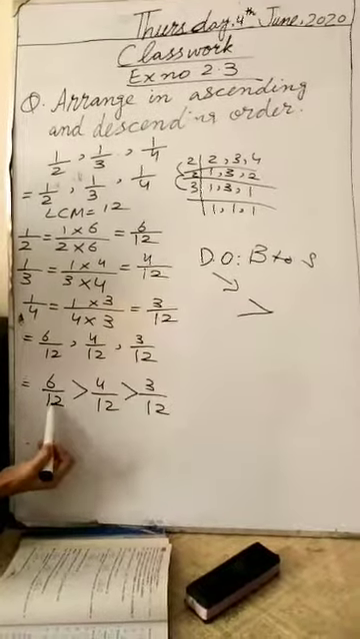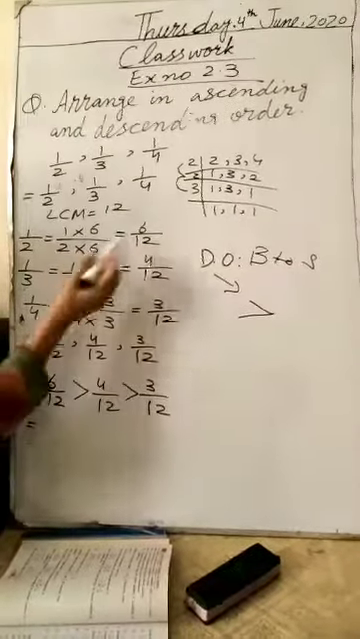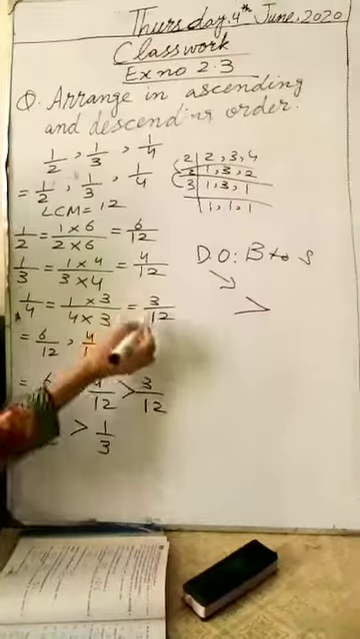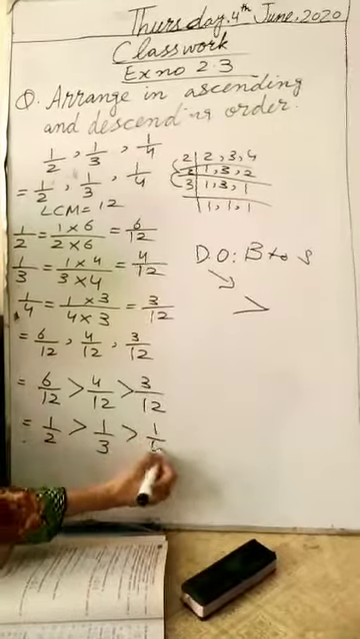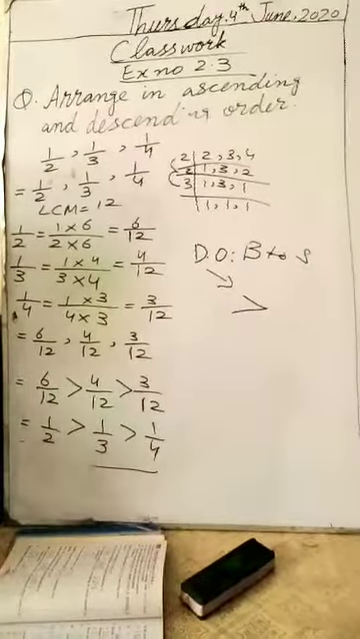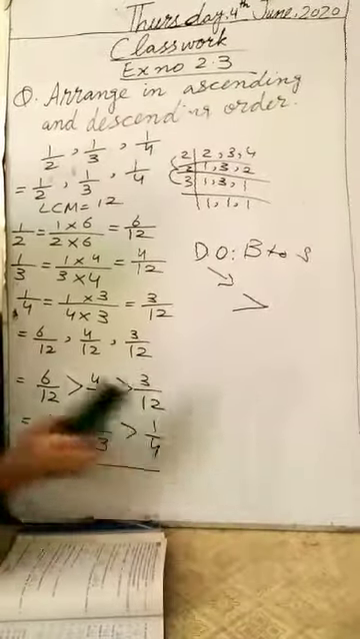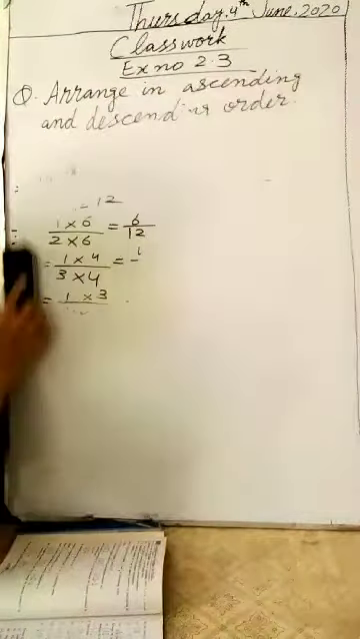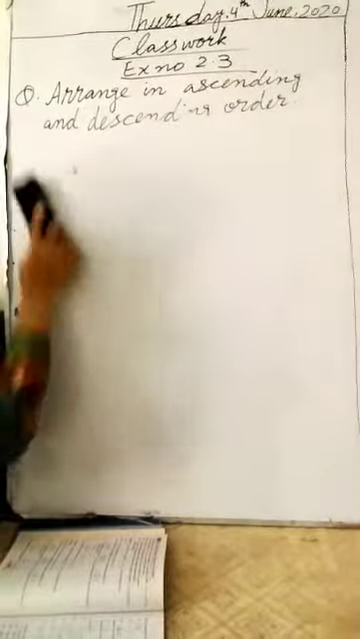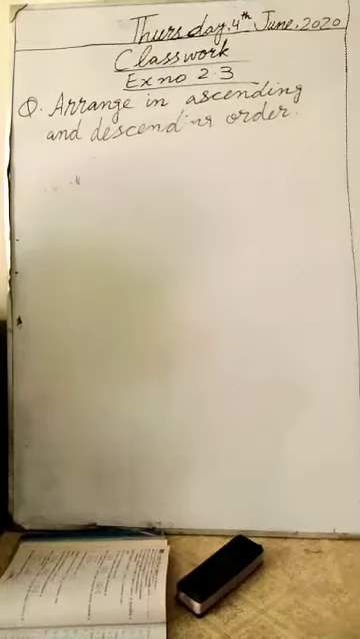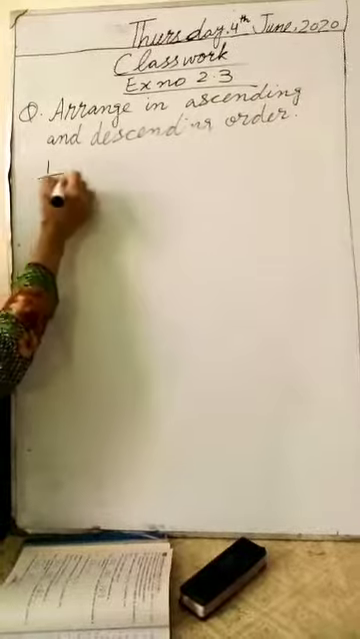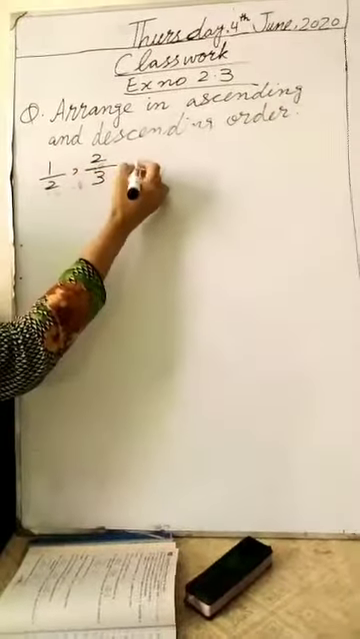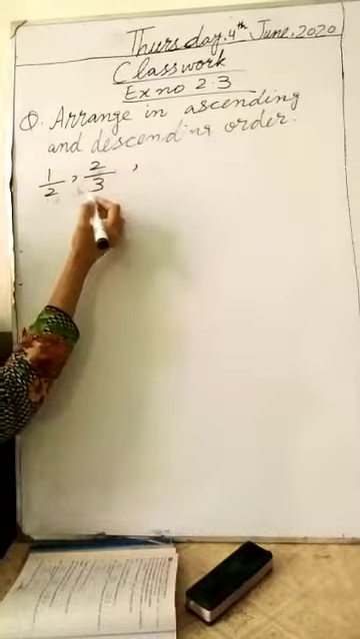Write down the original values under these values: 6 over 12 is 1 over 2, greater sign, 1 over 3, 3 over 12, the original value is 1 over 4. Draw the ending line. Now I am solving another question for more explanation. The next question is 1 over 2, comma, 2 over 3, and 8 over 9.